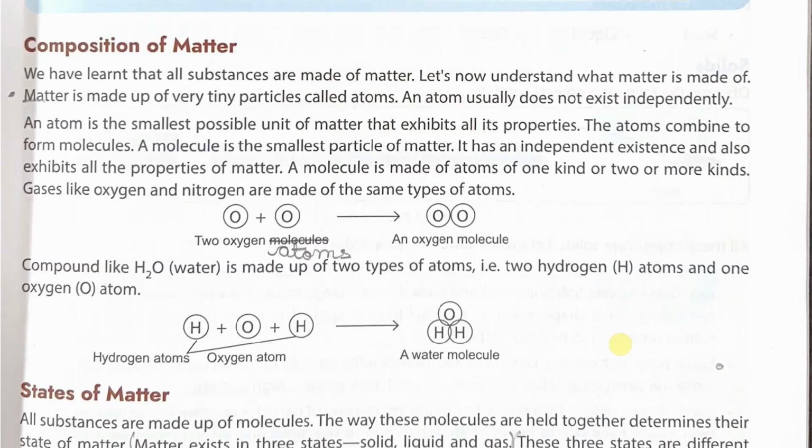Gases like oxygen and nitrogen are made of the same types of atoms. Like two oxygen atoms will together form an oxygen molecule. A compound like H2O, which is water, is made of two types of atoms, that is hydrogen and oxygen. In water, we have two hydrogen atoms and one oxygen atom.